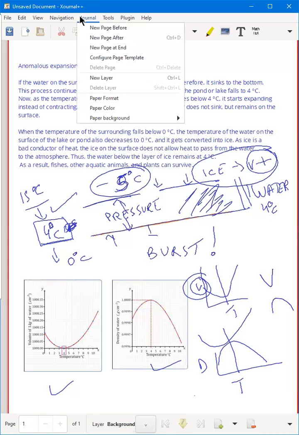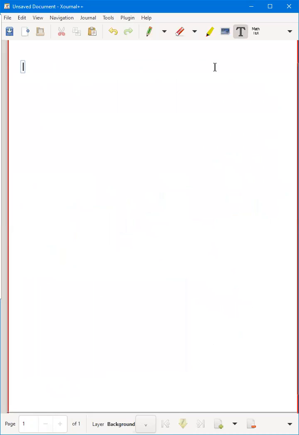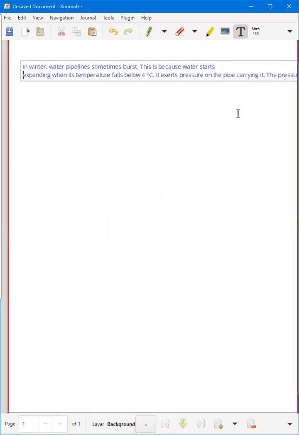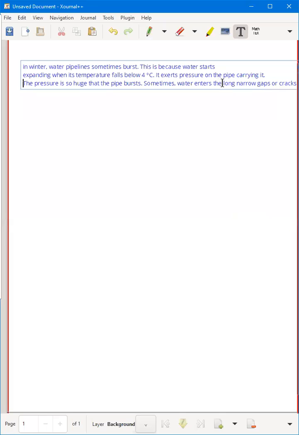Please copy the explanation for the pipe bursting also. I'll give you a brief explanation. You can do it in detail depending on how many marks it is. If it is a 1 mark question, do it in brief. If it's a 3 mark question, explain anomalous expansion also.